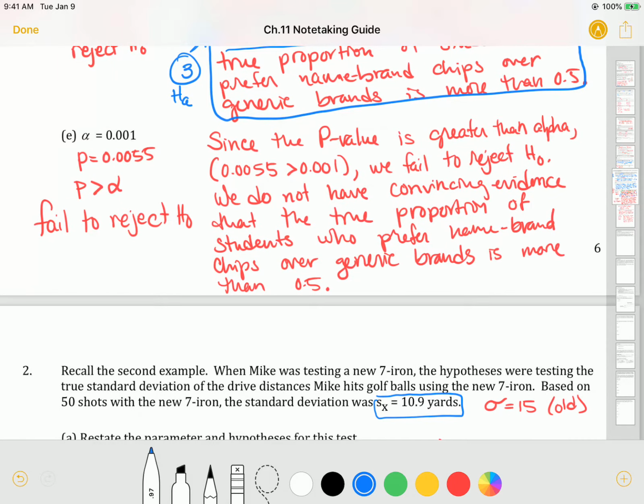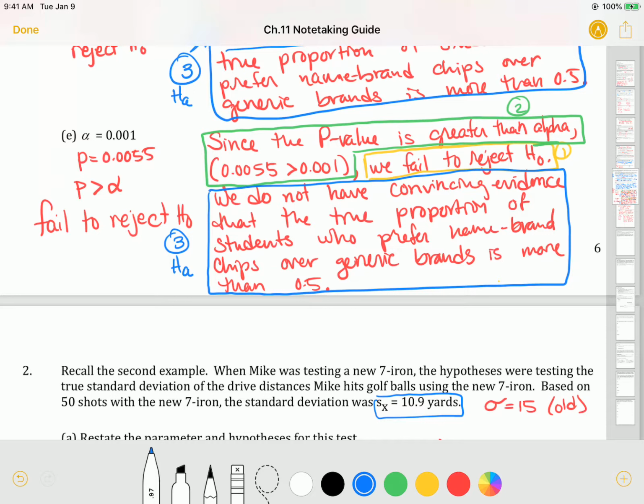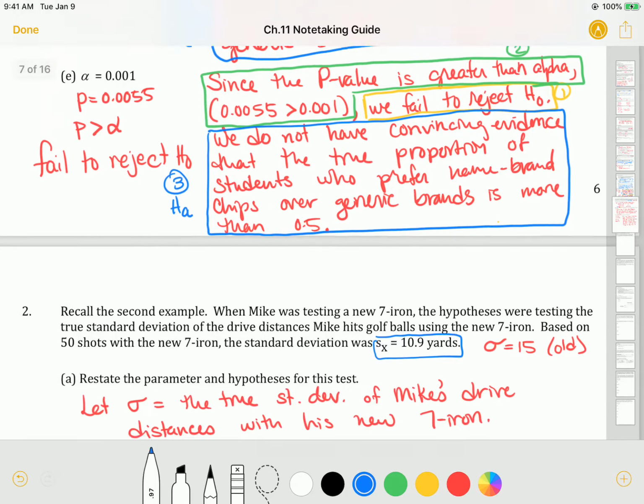Okay, now in this example here, we have a different conclusion, but we still have a conclusion, which is step number 1. We fail to reject H0. We have our evidence right here, and we fail to reject because P is greater than alpha. So this is step number 2. And then step number 3 is all of this right here. This is our linkage in regard to the alternative hypothesis. Since this p-value is greater than alpha, what does that tell us about the alternative?